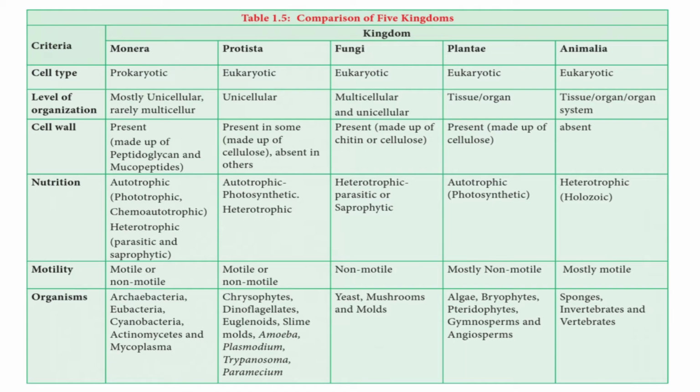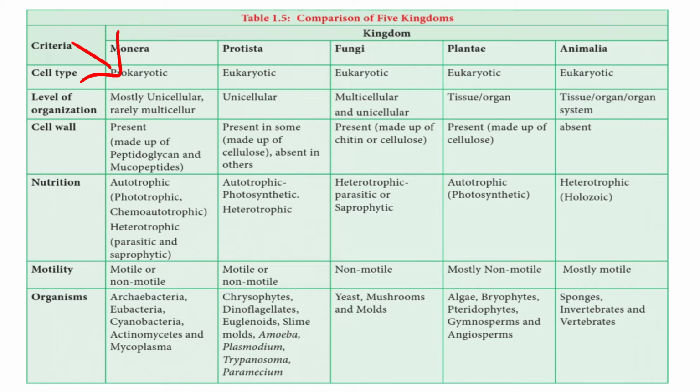So the first is Monera. In Monera, the cell type is prokaryotic. Pro means first formed, karyos means nucleus, so the first formed nucleus in the cell is called prokaryotes. Level of organization, single cell. Unicellular means single cell. Cell wall is present, and the cell wall is made up of peptidoglycan and mucopeptide. This peptidoglycan cell wall is found in bacteria.